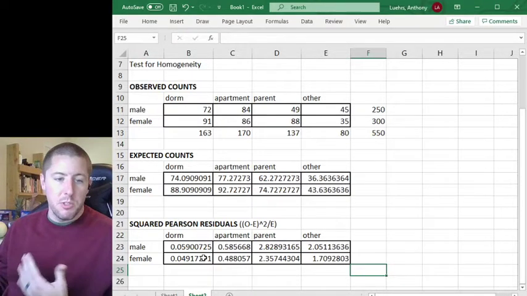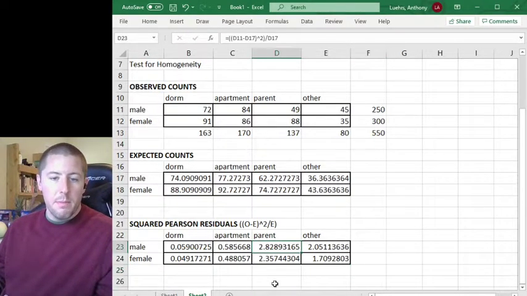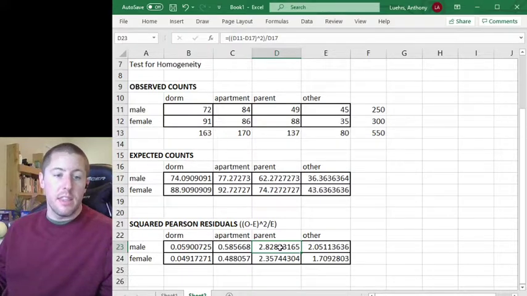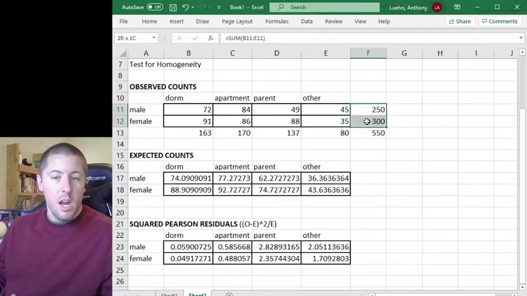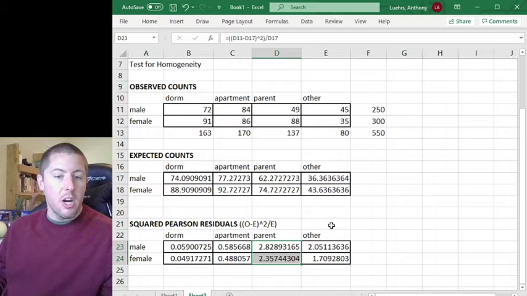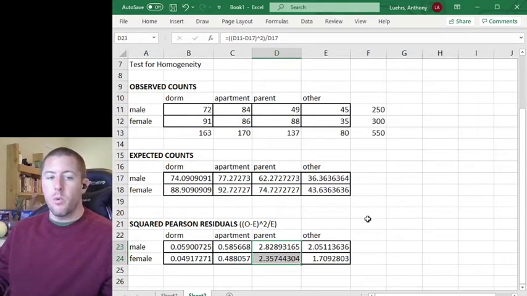So here's a thing I can observe before I move on. One thing I'm observing is that this cell, male parent, seems to be the one that's most out of whack relative to our suggestion that the distributions are equal between male and females. Notice that we've got only 49 but 88 right here. This says to me it's almost like double, almost twice as many females live with their parents. But over here, we certainly weren't sampling almost twice as many females, right? So what I'm seeing here is that these two, in fact, are the greatest contributors to our chi-squared test statistic.